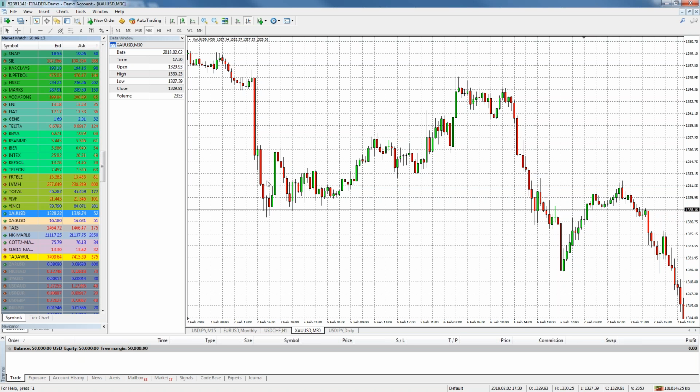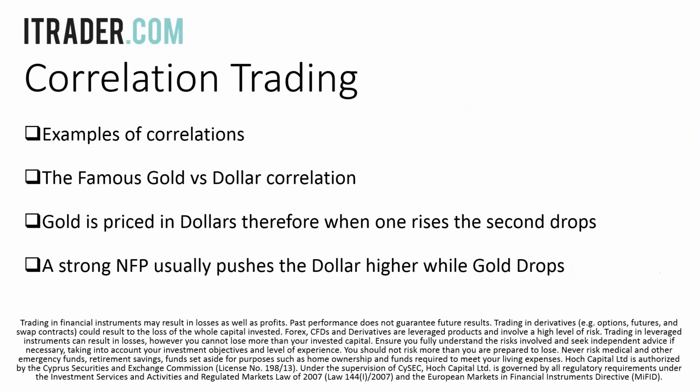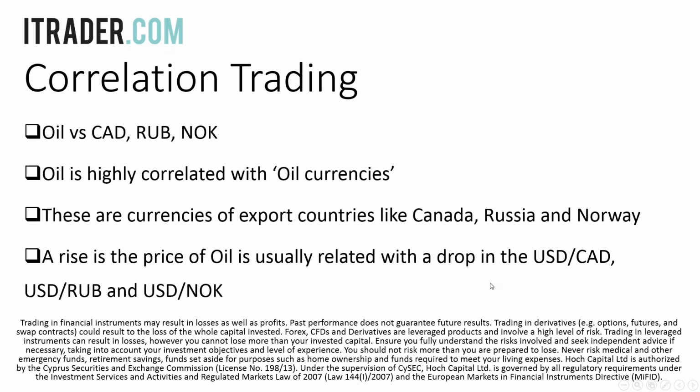So when the US dollar goes up, actually any major currency, but especially the US dollar, we expect gold to drop, and the opposite. Okay, good. I hope it's helpful for you guys. Let's go back to the PowerPoint. An example is the famous gold versus dollar correlation. Gold is priced in dollars, therefore when one rises, the second drops, and a strong NFP usually pushes the dollar higher while gold drops, and the opposite, of course.